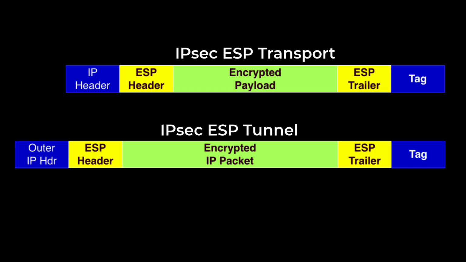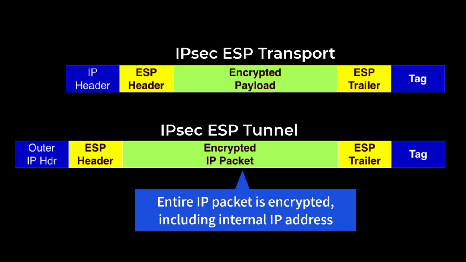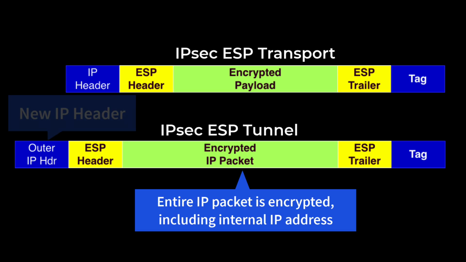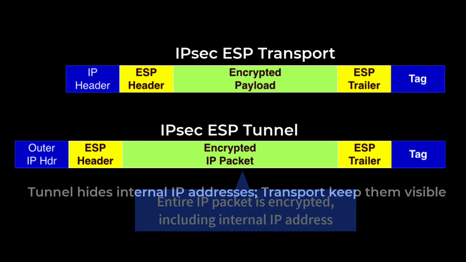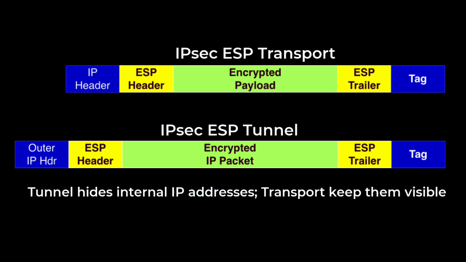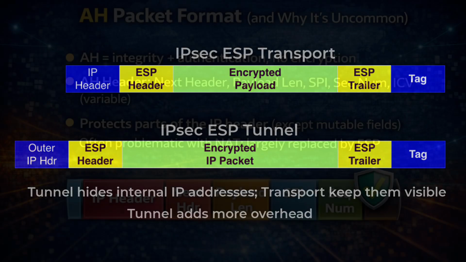In ESP tunnel mode, the thing you encrypt is an entire inner IP packet, including its IP header. Then you add a brand new outer IP header, so routers can deliver the packet between the two IPsec gateways. This is why tunnel mode is great for VPNs. It hides internal addressing and protects whole subnets. The trade-off is overhead is bigger, so you have to pay attention to MTU and fragmentation.